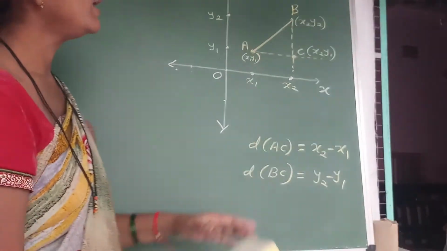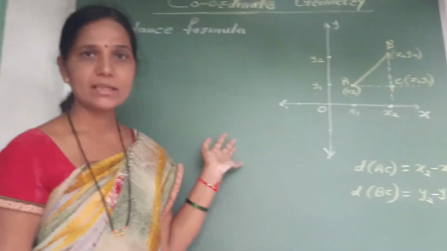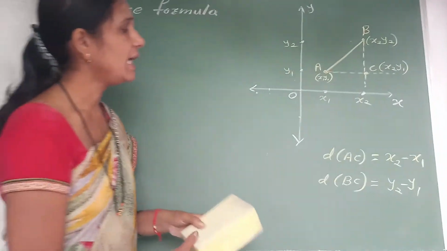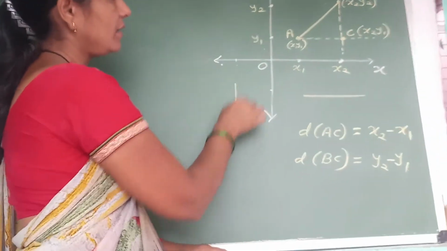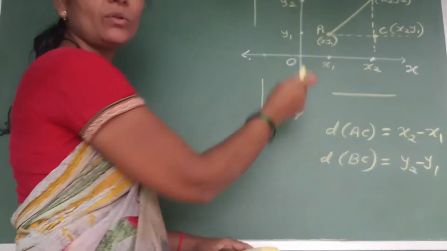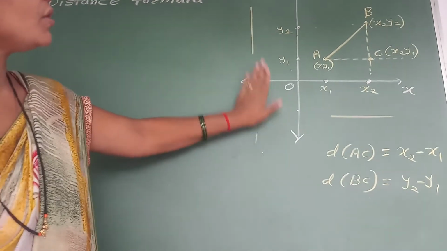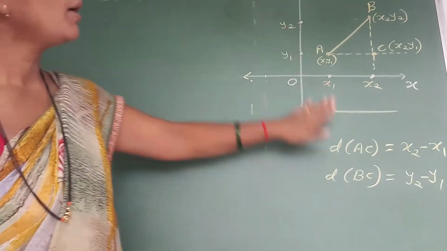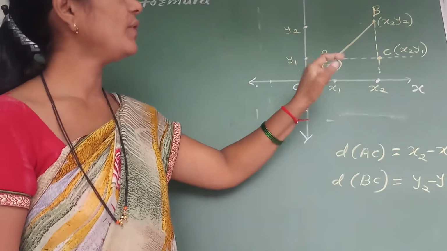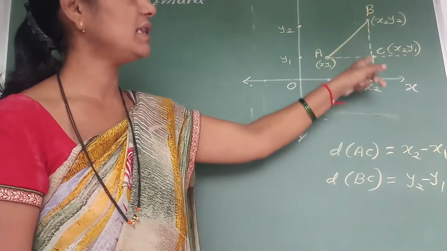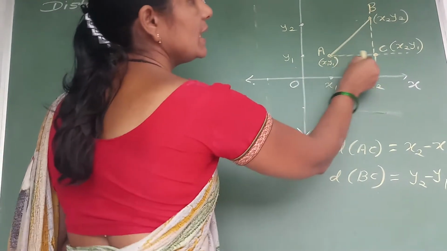For any lines which are parallel to the x-axis or parallel to the y-axis, we can find the distance between these 2 points. But for a line which is not parallel, for this we draw these parallel lines. Now triangle ABC is formed.